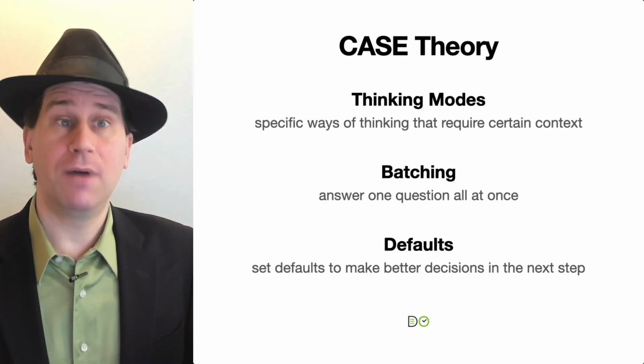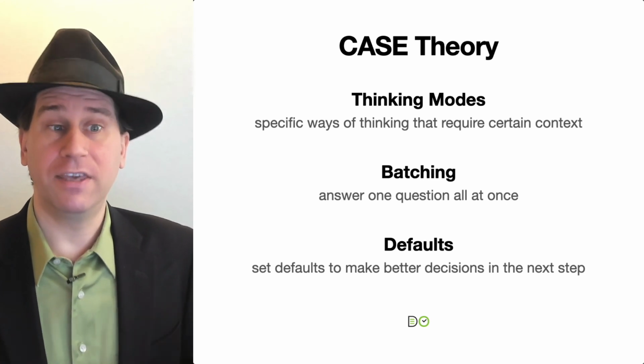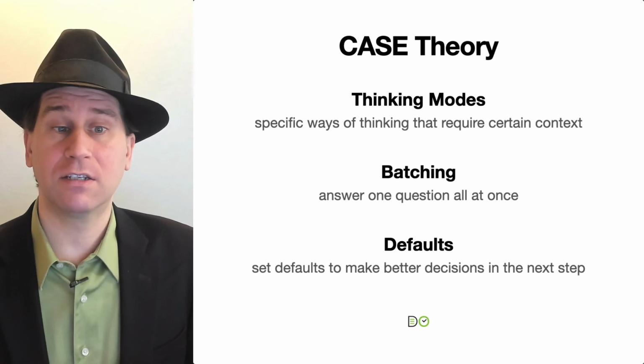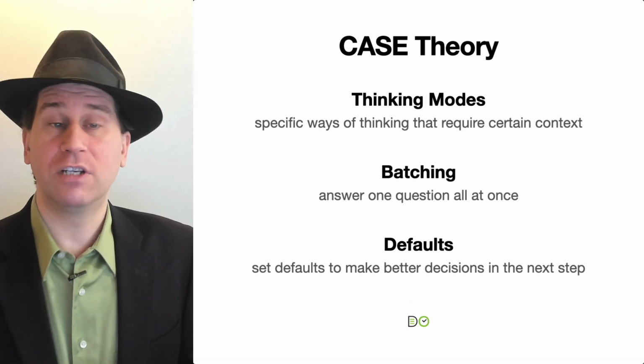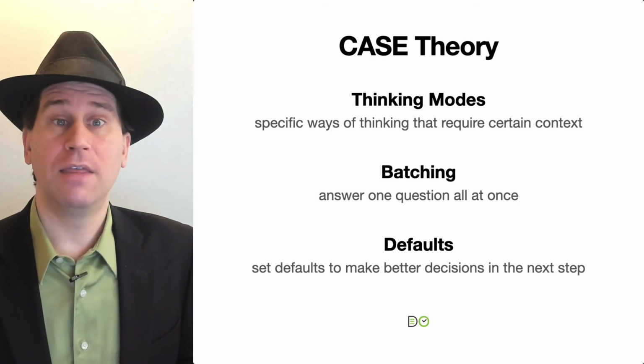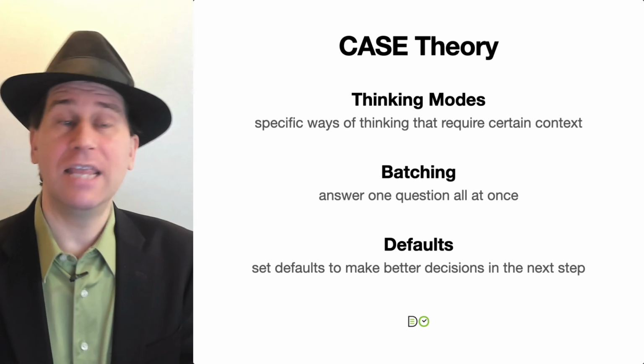The theory behind CASE is based around 3 key concepts: thinking modes, which are specific ways of thinking that require a specific context; batching, which is answering one question all at once for every item in the list; and then defaults, setting defaults to make better decisions in the next step.